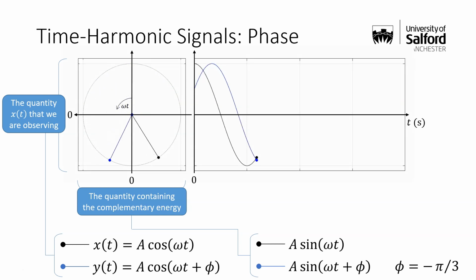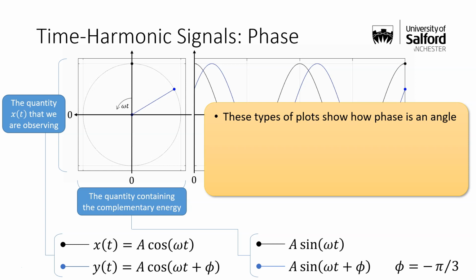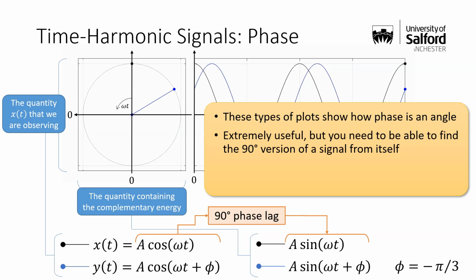Off it goes, and you can see that indeed the blue line is trailing behind the black line, so it's got a phase lag. And these types of plots show how phase is an angle. They're extremely useful, but you need to be able to get the 90-degree version of a signal from itself in order to get them. So what we're kind of seeing here is that you can express any arbitrary phase quite nicely so long as you have the 90-degree version.